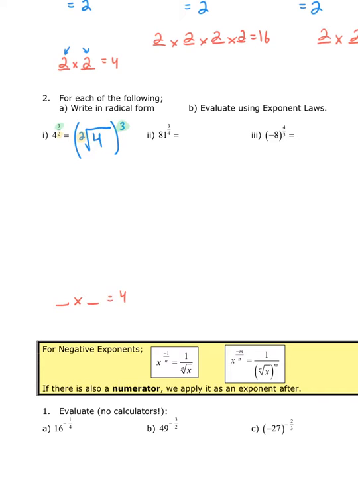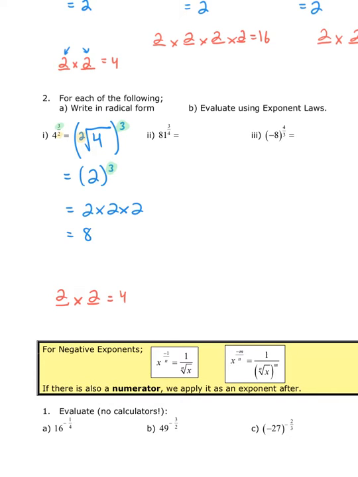So we know that the square root of 4 inside the brackets here is 2, because we saw above 2 times 2 is equal to 4. So I'm going to evaluate that. So that inside the brackets is 2. And then I still have to apply that exponent of 3. So that is now 2 times 2 times 2, which is 8.